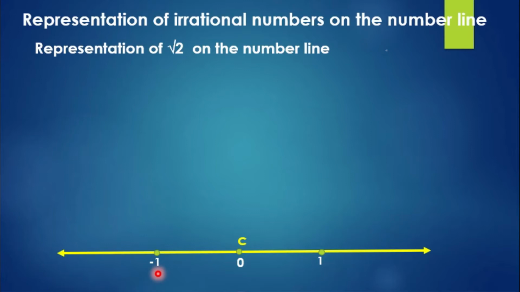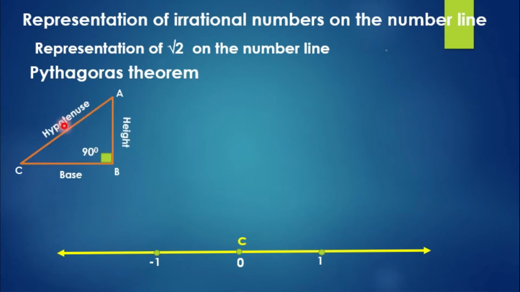Before going further, let us understand a simple concept of Pythagoras theorem because we are going to use this theorem in this concept. What is Pythagoras theorem? The Pythagoras theorem states that if a triangle is right angled or 90 degrees, then the square of the hypotenuse is equal to the sum of the squares of the other two sides.